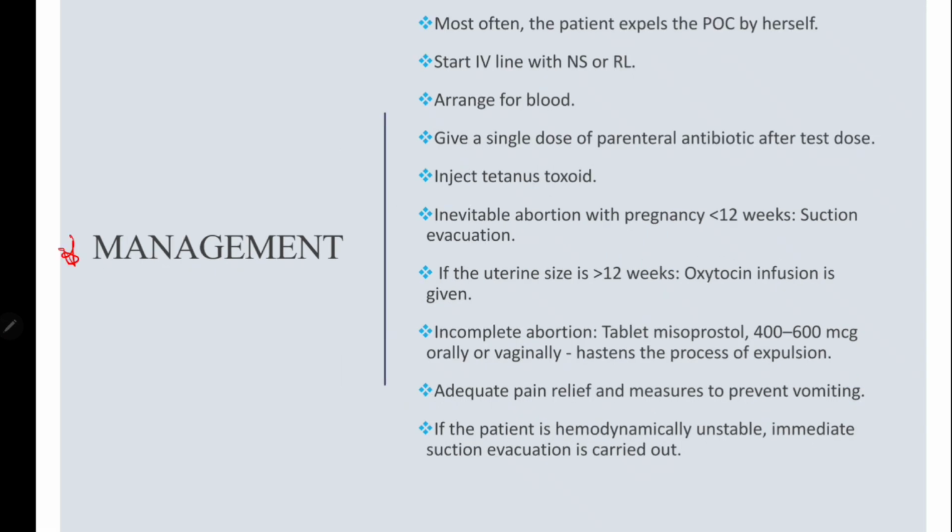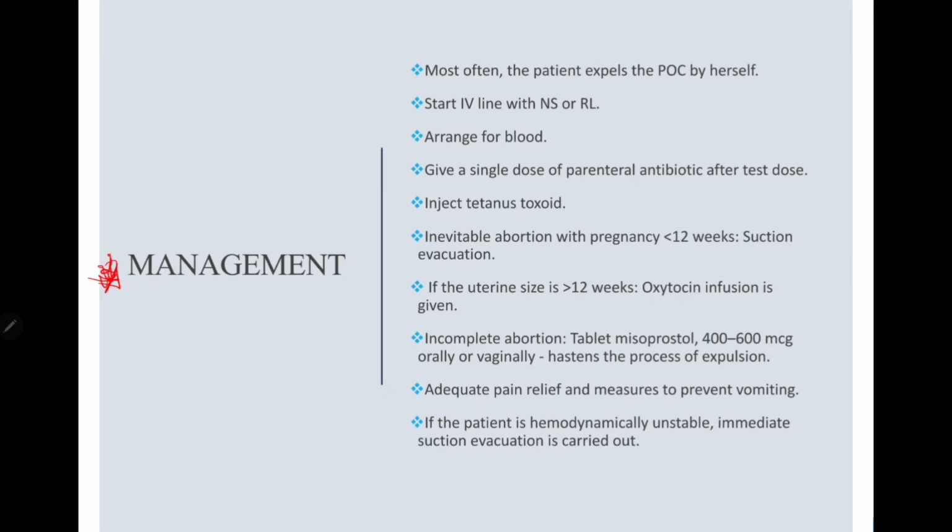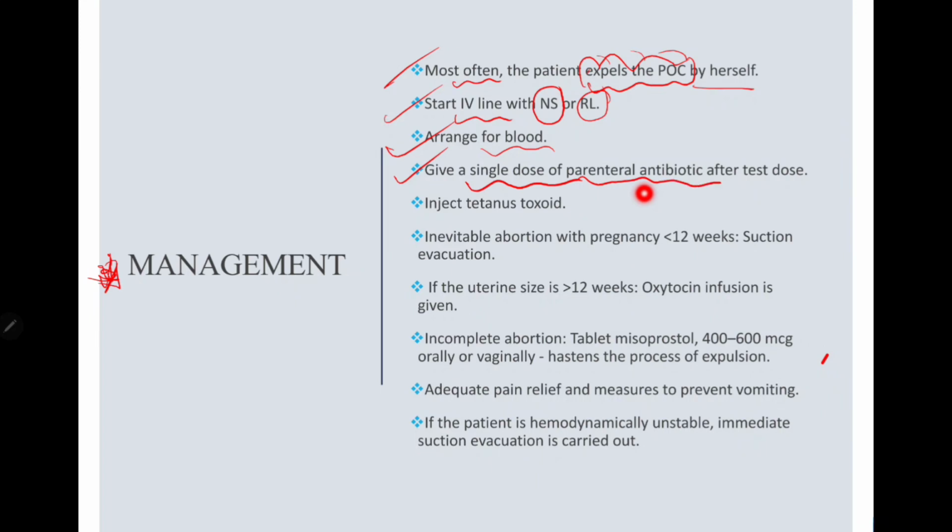How am I going to manage inevitable or incomplete abortion? Most often the patient expels the products of conception by herself. We need to start an IV line with ringer lactate or normal saline, arrange for blood, and give a single dose of parenteral antibiotic after the test is done. And we need to inject tetanus toxoid.